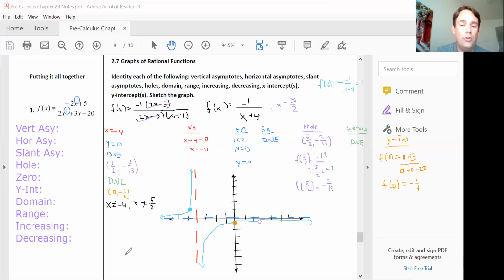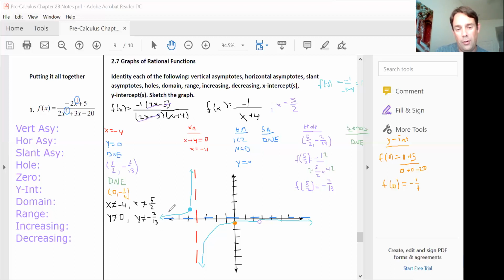Range, if you look at the range, there's 2 y values that it can't be. First of all, it can't be the asymptote. I'm sure everybody got that one. But what was the y value of the hole? Because that's another y value that it cannot be equal to. So that other y value it can't be equal to is -2/13. That's the y value of the hole.